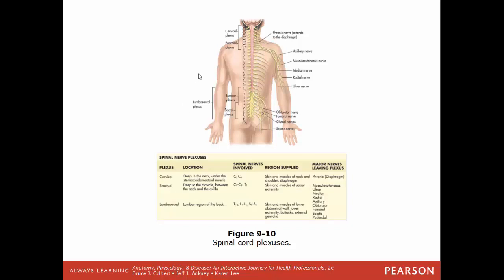So for the cervical plexus, you have spinal nerves from C1 to C4 all merging together. It forms a network of interconnected spinal nerves. So you have that in the brachial region, you have that in the lumbosacral region also.